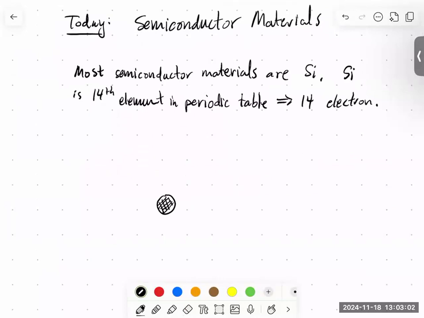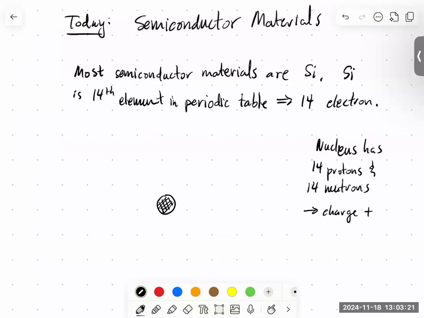So here is the nucleus. The nucleus has 14 protons and 14 neutrons. And so that means it has a charge of plus 14 for just the nucleus. Of course, the entire atom itself is neutral. And so that means there are going to be 14 electrons around this nucleus.